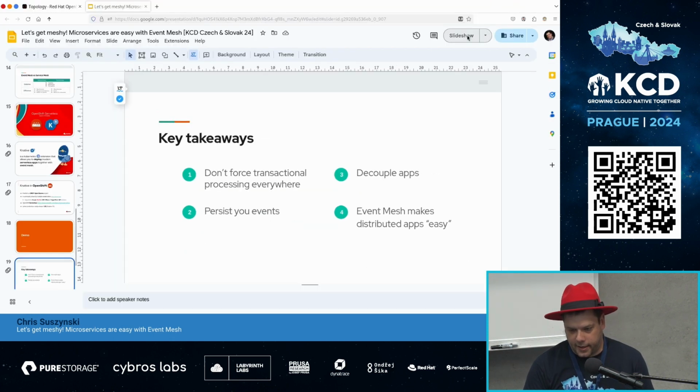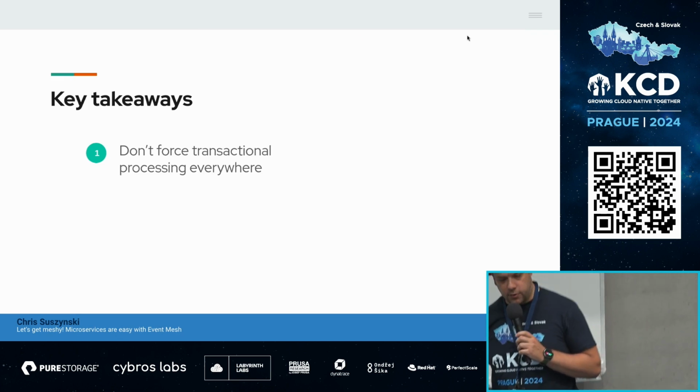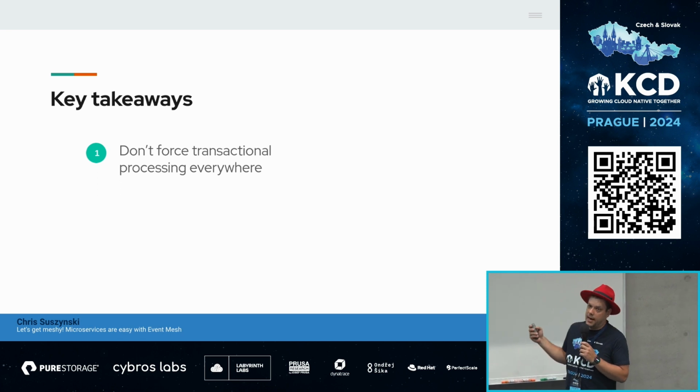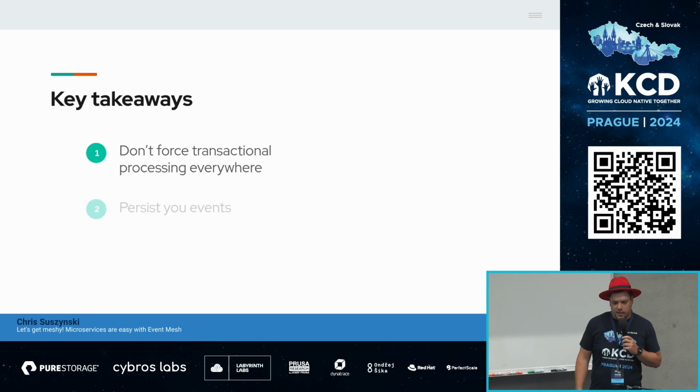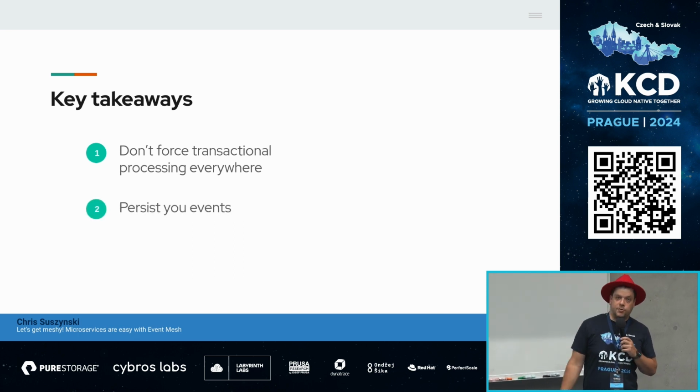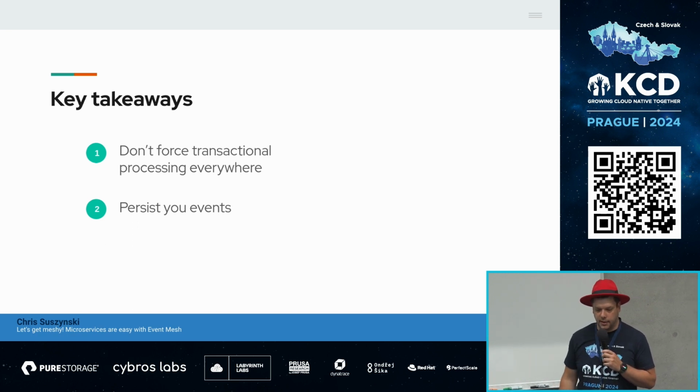Yeah, key takeaways from this. Don't force transactional processing everywhere, right? We used to do that in all sorts of places, but as I showed, it's not really the thing that we should do. We should make sure to persist the events. Like in our example, we support Kafka as a direct place to store the events in the broker, in channels. So that's a good idea. You could use another implementation, of course.